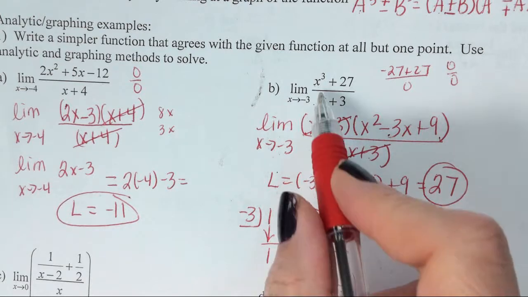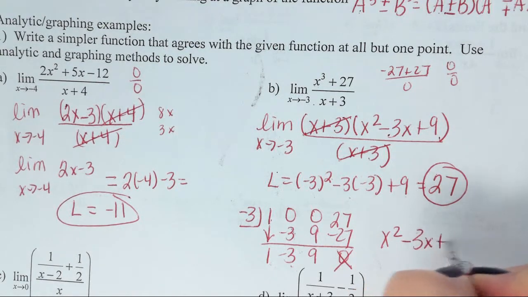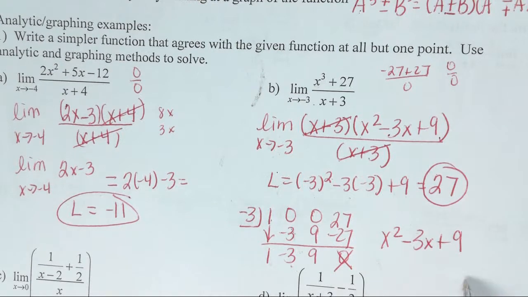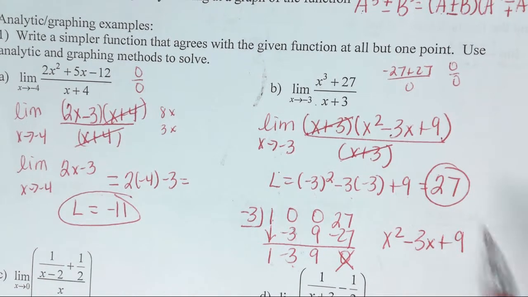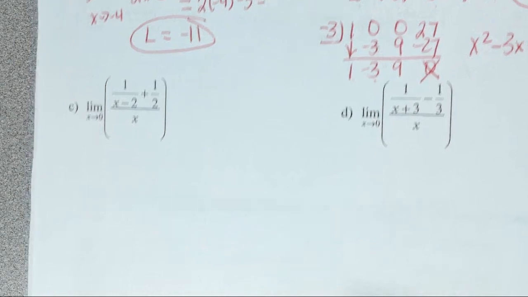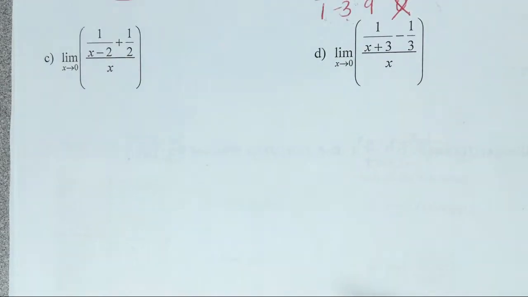Because I had x to the third to start with, this has to be right here, x squared minus 3x plus 9. See how that's the same thing we got when we factored it? So if you want to, you can use that synthetic division on problems like that. Regardless, either way we do it, we would now plug in the negative 3 into here and we would still get the 27. Okay, so what about a problem like this, where we've got fractions?